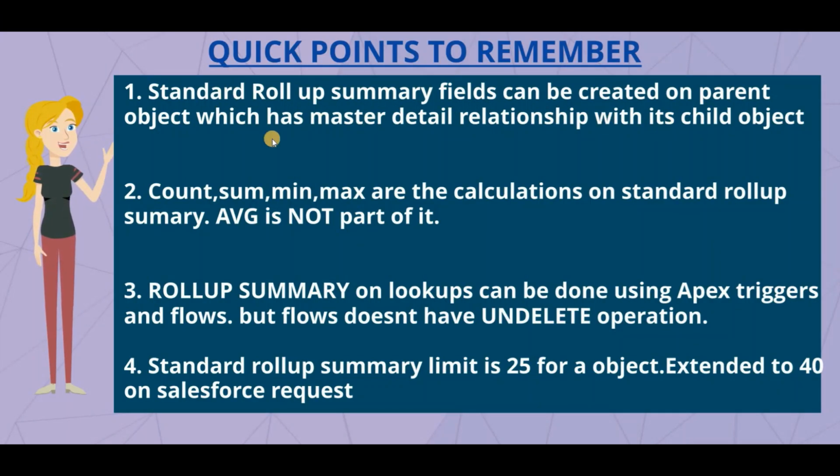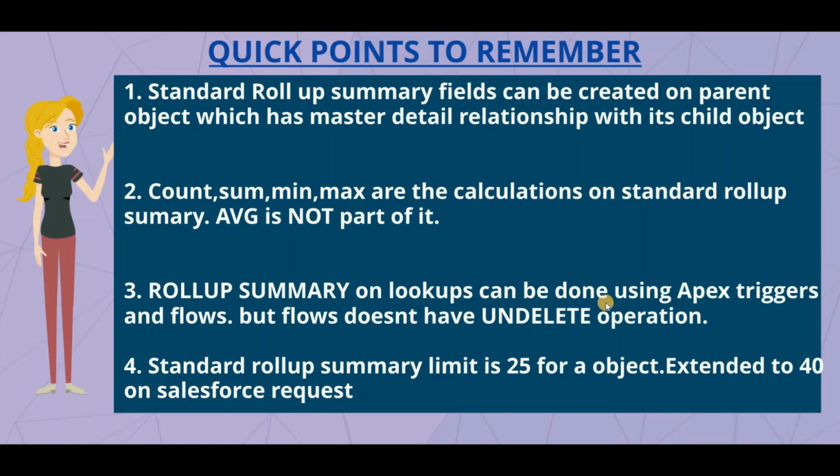Standard rollup summary fields can be created on a parent object which has a master detail relationship with its child object. For objects which are sharing a lookup relationship, we need to do a custom rollup summary like we have done in our scenario today. Point 2. Count, sum, min, max are the calculations we can do on standard rollup summary. Average is not part of it. For average, we can do the logic in Apex triggers, and we can also do that in flows as well.